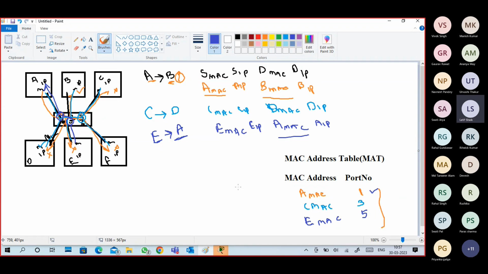Okay, so because of this, the number of collisions will be reduced, and it is a multi-collision domain. It will become a multi-collision domain. Okay, this is the mechanism that happens with this MAC address table.